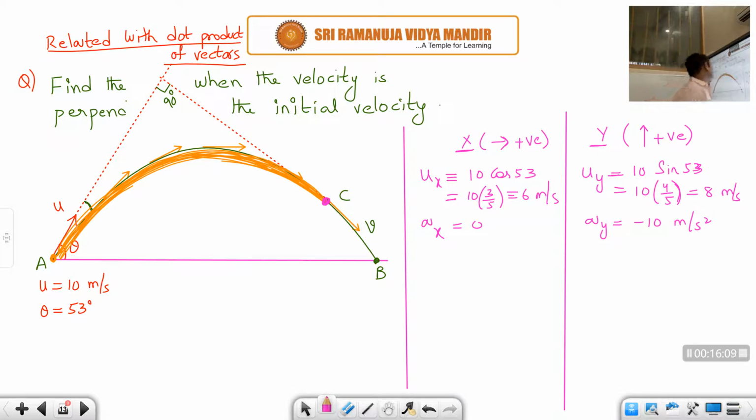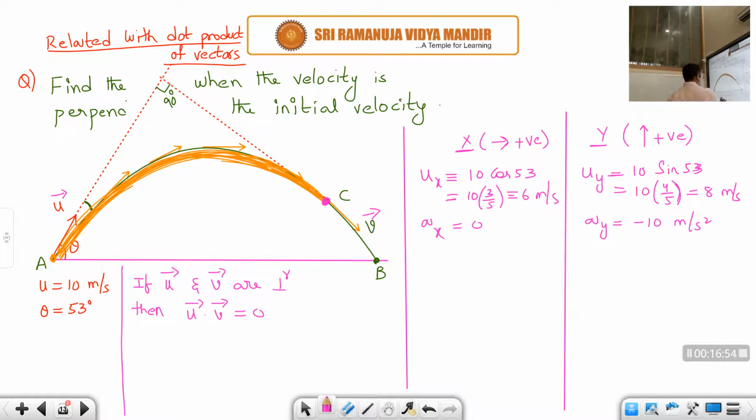Whenever you hear the term perpendicular in this type of problem, always recollect the concept from vectors: if two vectors, suppose u vector and v vector, are perpendicular, then the dot product of those two vectors will always be 0. Correct or not, students? This we learnt in dot product of vectors. If two vectors are perpendicular to each other, then their dot product is 0. So here, this is u vector and this is v vector. Write them in their vector form.